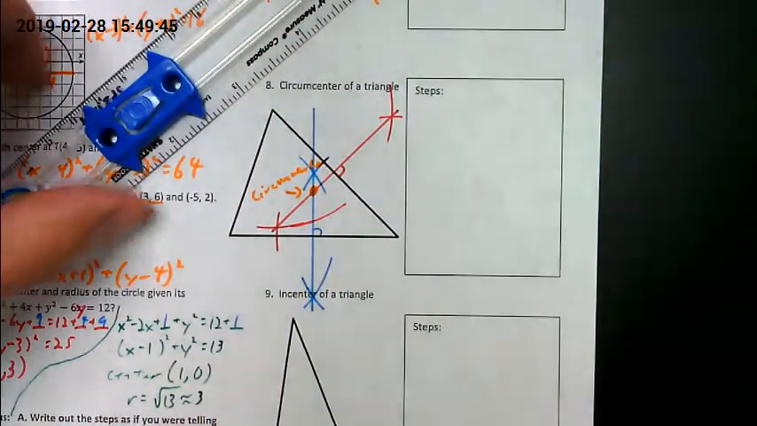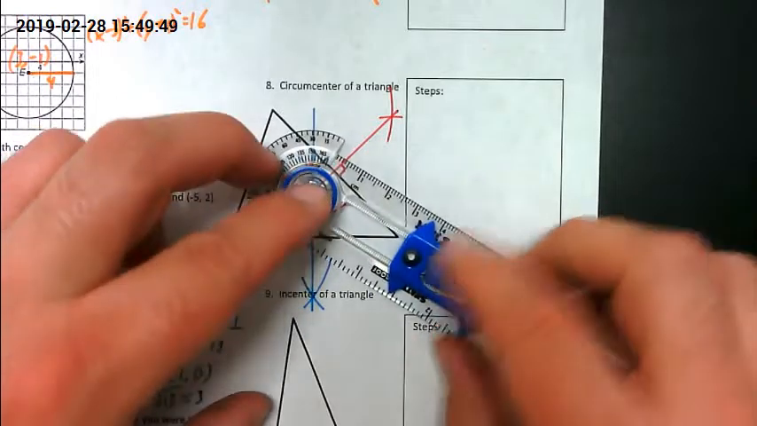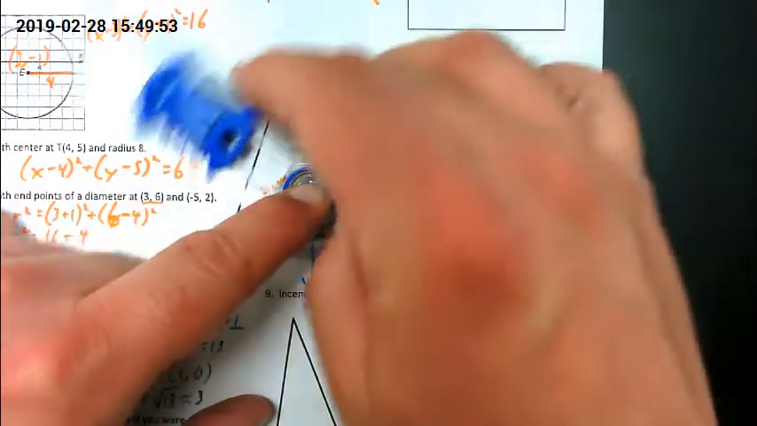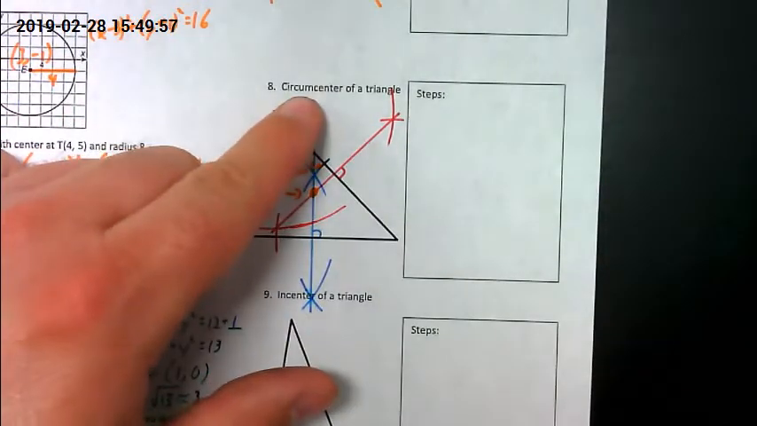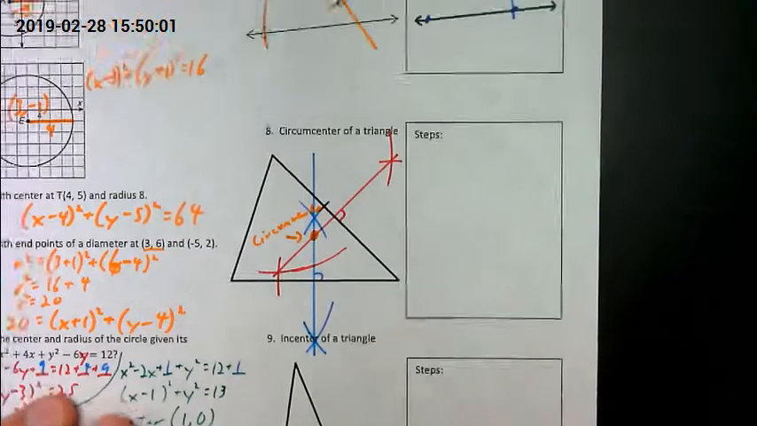Now, if you were to do a circumscribed circle, it'd be an extra step. You take a compass, you set it to the length of one of your vertices, and you'd swing it all the way around the figure. Again, it only asks for circumcenter. You don't have to do the circle on this one. We did the circle in our notes. Incenter.